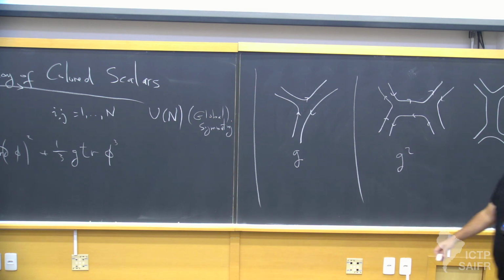At one loop, we could draw something else. We could draw double trace things. So for instance, I can have something that looks like, say, just to pick an example, all right?